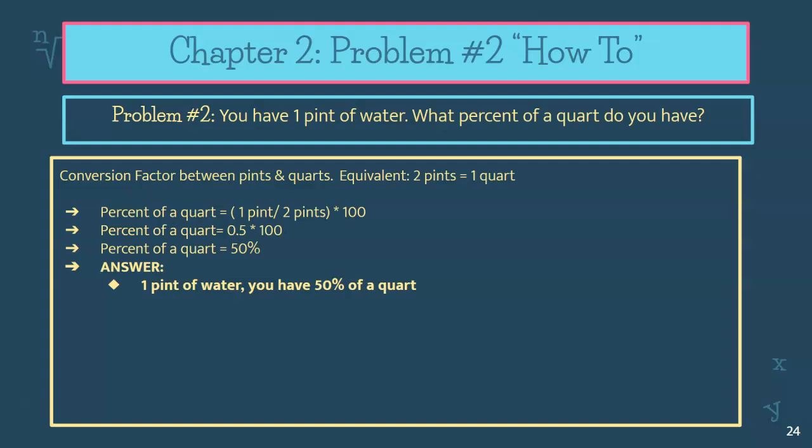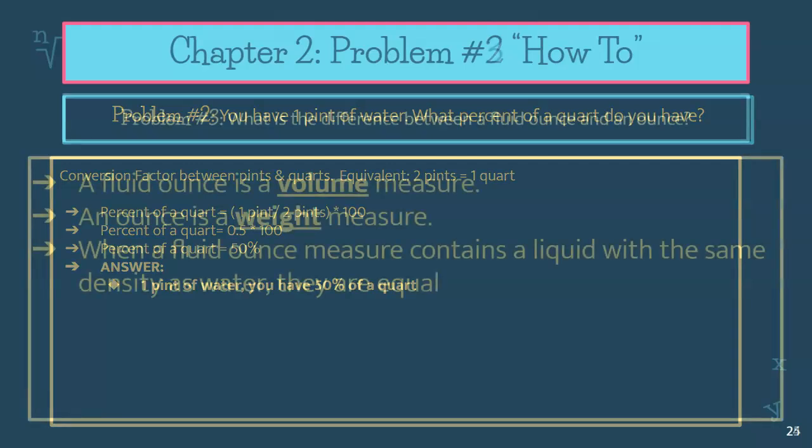So that gives us the decimal. In part 2, you can see 0.5 times 100. And then part 3, after the calculation, you have 50%. So the answer is 1 pint of water. You have 50% of a quart. Again, reference the equivalent, reference the steps, reference how to do percentages.